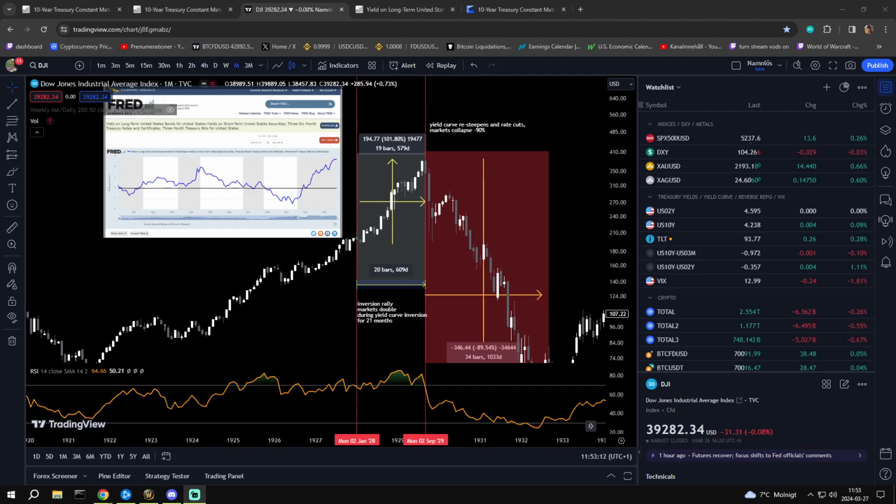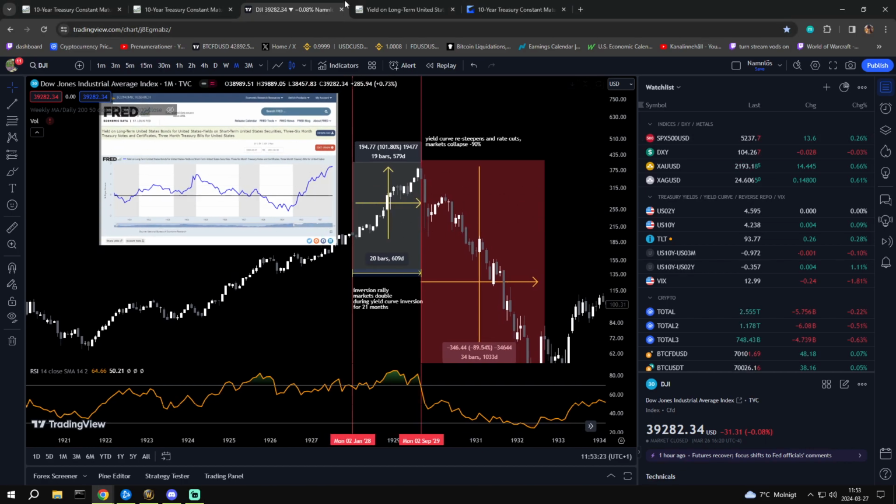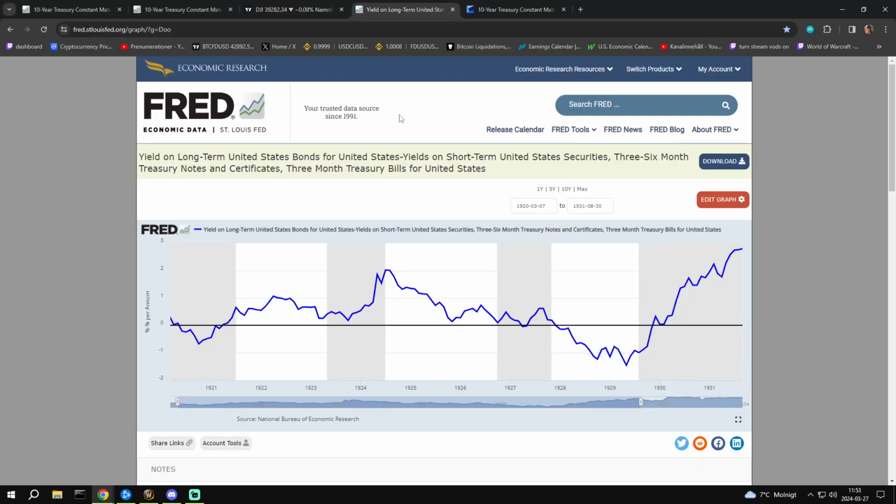Hi, making one last video regarding the yield curve because this is super important in regards to figuring out if this time is different or if it's just playing out the way it always does. Okay, so this picture right here is taken from over here. This is the yield curve back in 1928. The yield curve inverted in January 1928 and it re-steepened out of inversion in December of 1929.